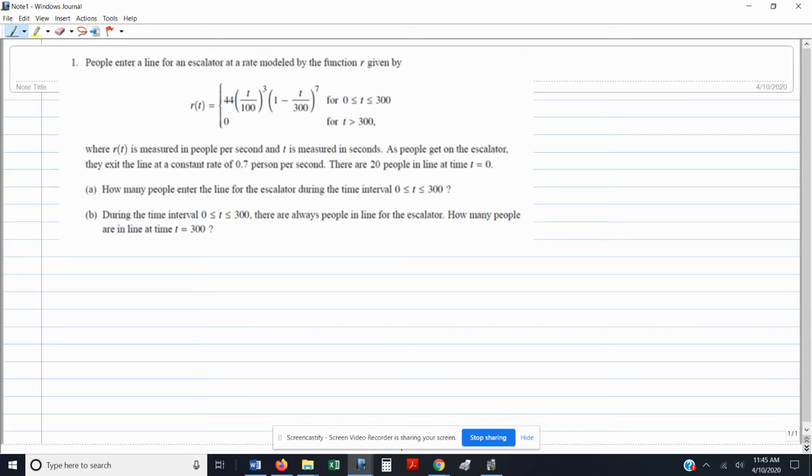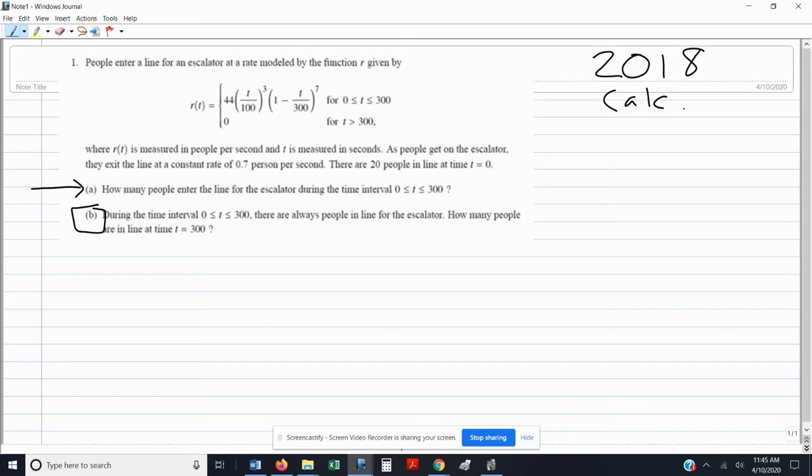Hey everyone, this is number one from the 2018 FRQ. This is the calculator section. And we're looking at part B today, but I left part A because it's related.